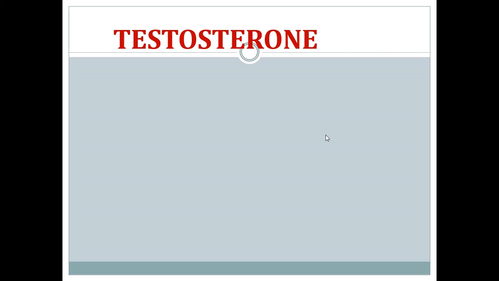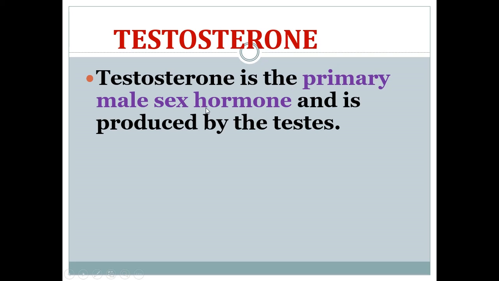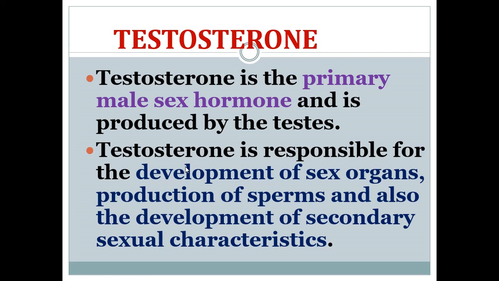Then testosterone. Testosterone is the primary male sex hormone which is produced by the testes. And what are the functions of testosterone? It is responsible for the development of sex organs. It is also involved in the production of sperms and also develops secondary sexual characters in males.